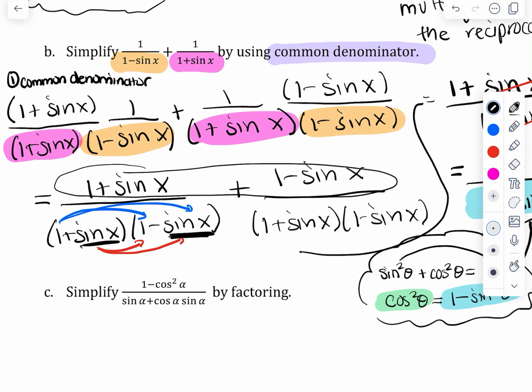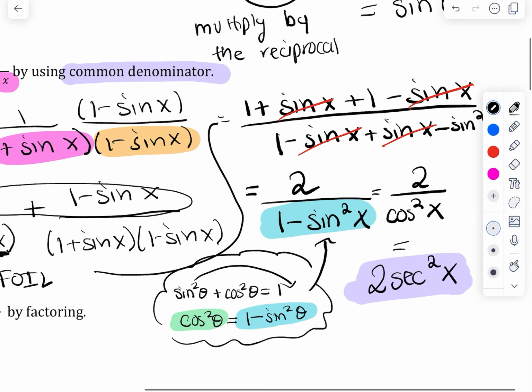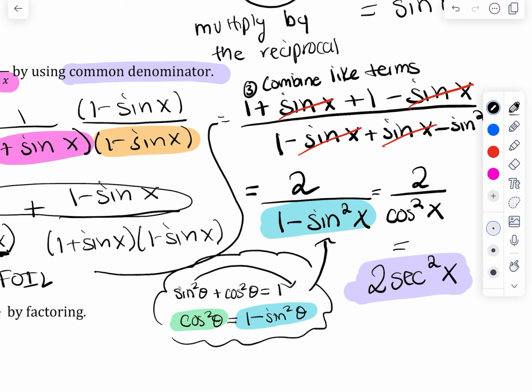The next one was to combine everything together. Okay? So what you're going to do is once you use your common denominators, you're going to combine, you're going to FOIL. We FOILed down here. I'll do in 2 steps. So we FOILed here. And then in this step here, we combine like terms. Our 4th step, which is down here, which was this little guy, was to use the Pythagorean identity. That's the little blue and green that we did.